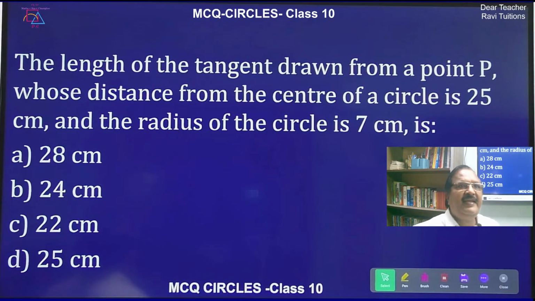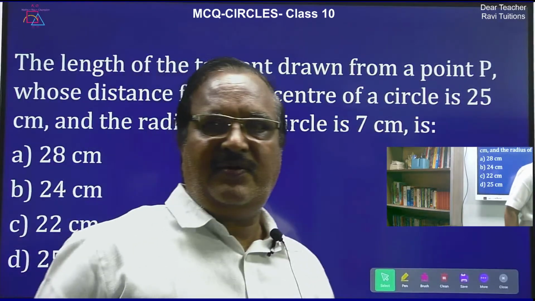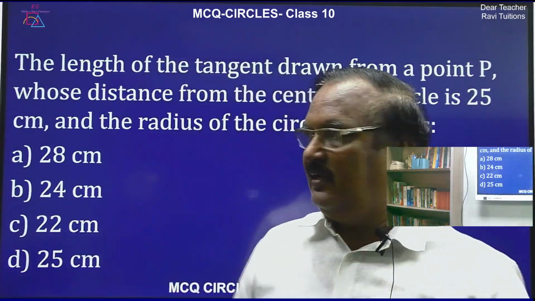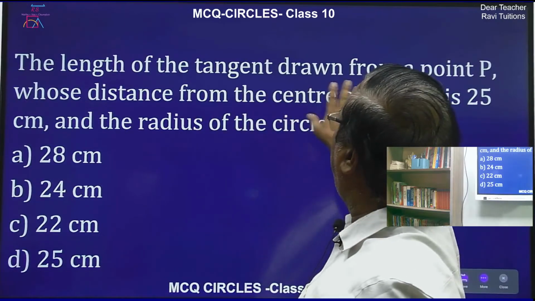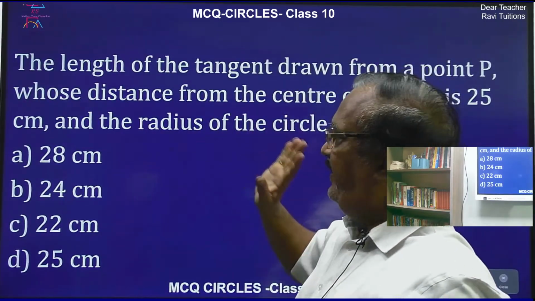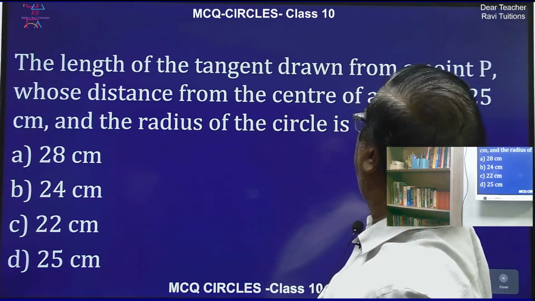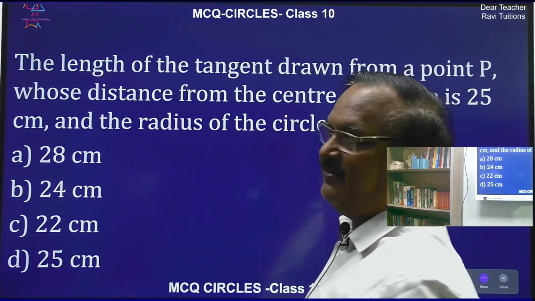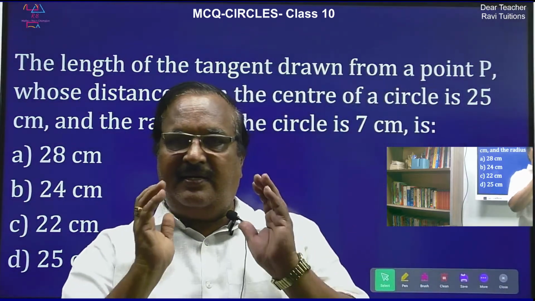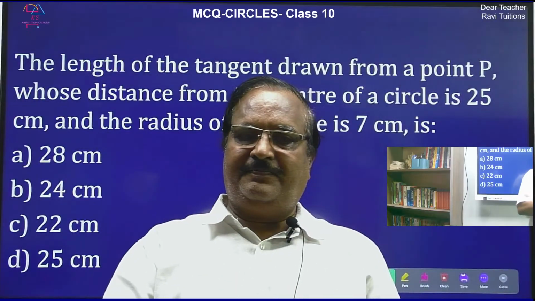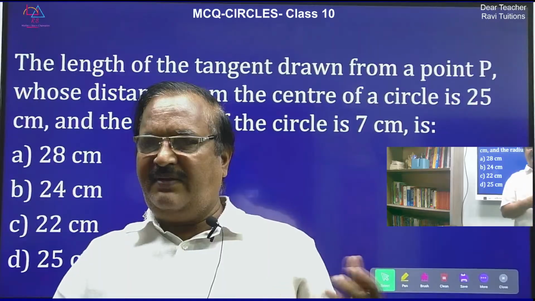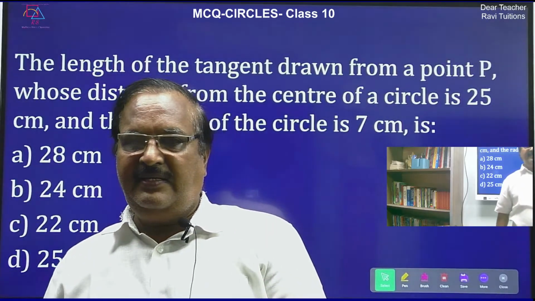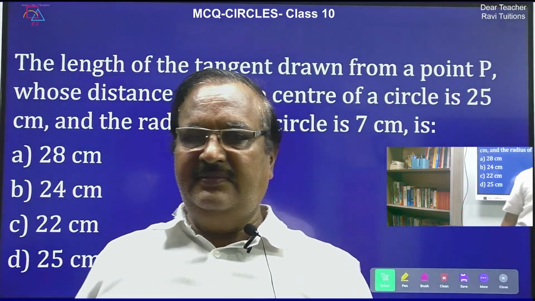The question is clear. The length of the tangent drawn from a point P whose distance from the center is 25. So you draw a circle diagram and then you will get it. It's simple. We have just now done it. Okay, so how much is the answer?